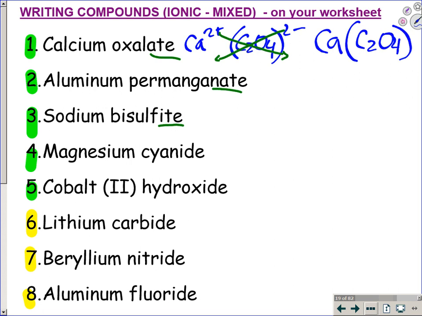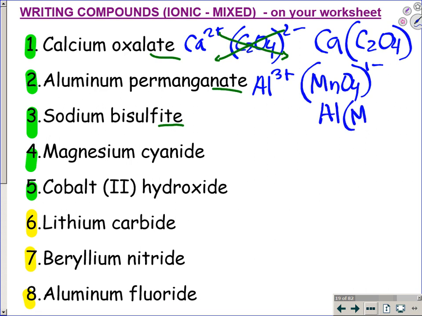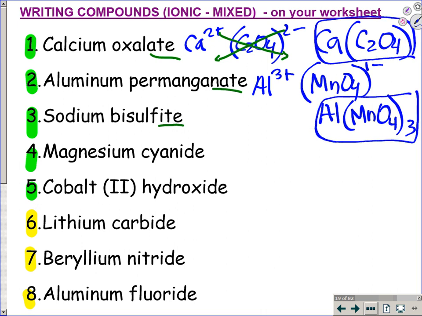What did I not write here? The ones, because they're stupid. Okay, aluminum permanganate. Aluminum is Al 3 plus because it's in group 3. Permanganate is not an element. What is it? MnO4. I'm going to put parentheses on that, 1 minus. Crisscross that. What do you get, Manav? I got Al, parentheses, MnO4. Beautiful. Okay? So there's our first one, there's our second one.